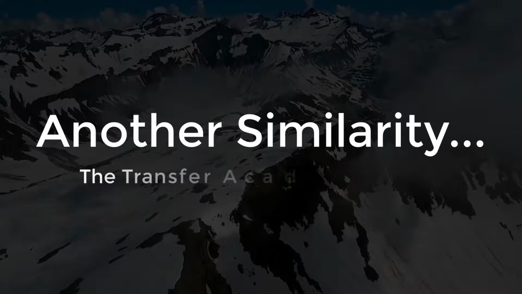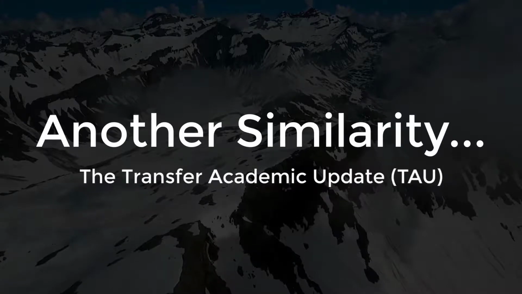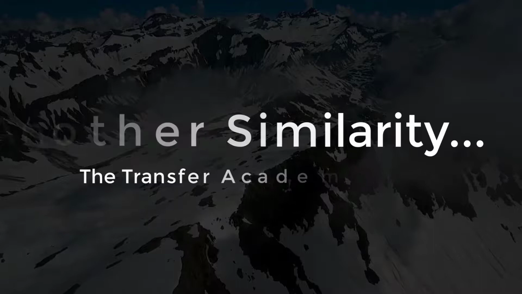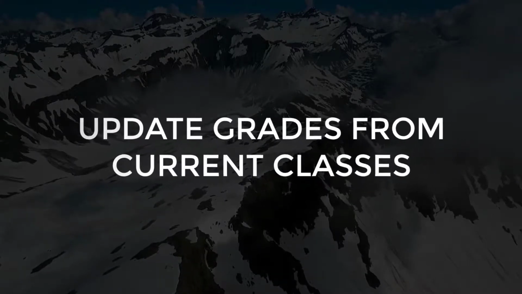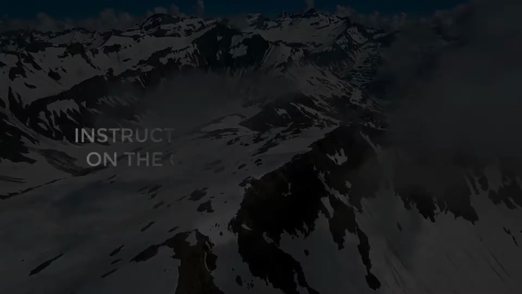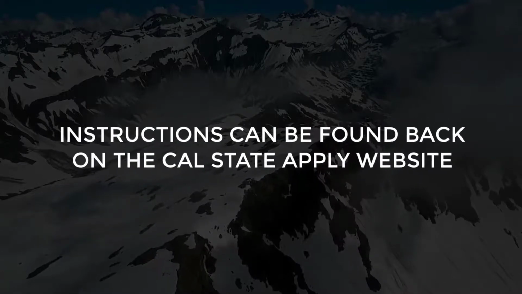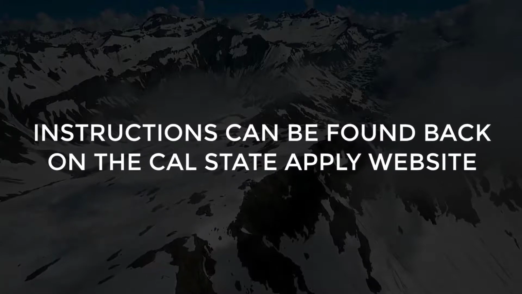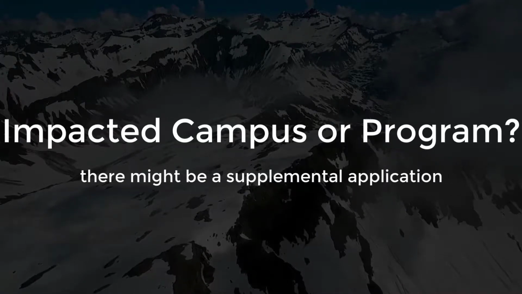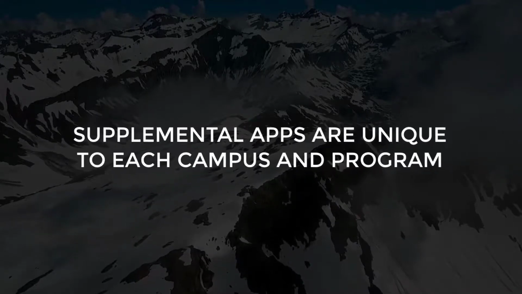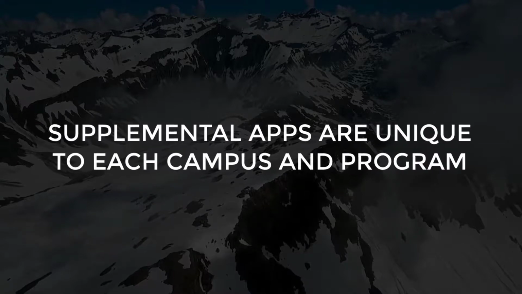Another similarity between campuses and programs is that applicants must complete a Transfer Academic Update, also known as a TAU. This is where you'll log back into the application and update your grades once you've completed your current classes. Instructions on how to complete your TAU can be found on the Cal State Apply website on the Transfer page under the Apply button. If the campuses or programs you've applied to are impacted, they may require you to complete a supplemental application as well. Unlike the CSU application, the supplemental applications and their deadlines will be unique to the campus and program to which you're applying.